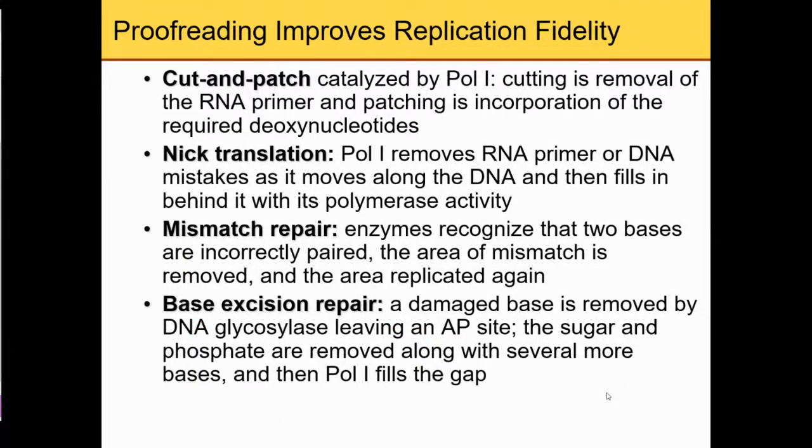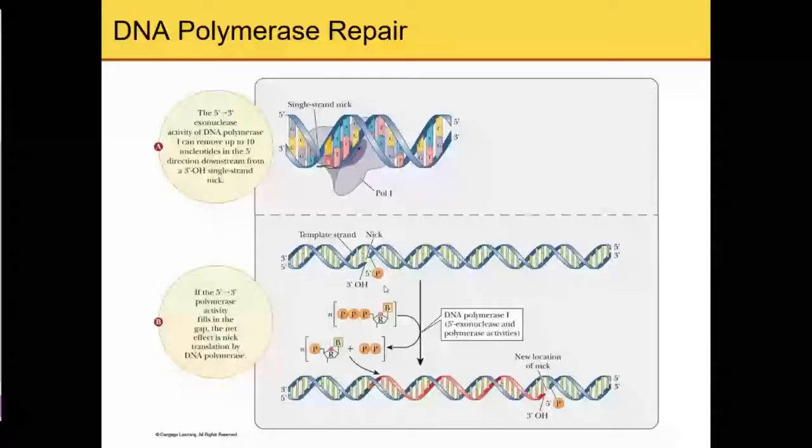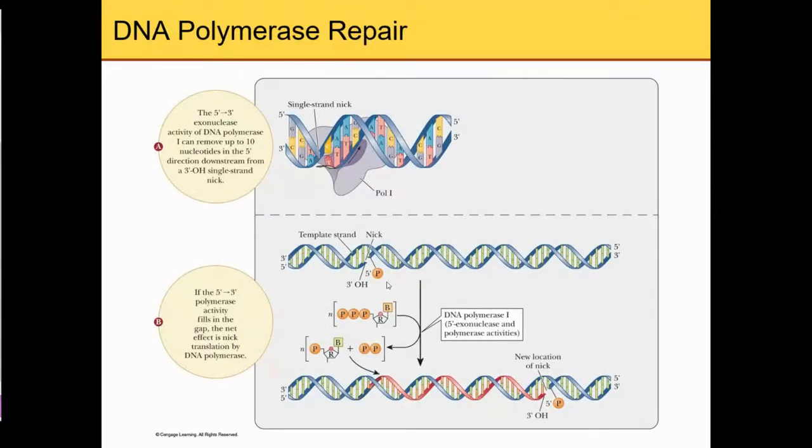So the proofreading basically improves the replication fidelity. The proofreading is normally done by polymerase 1, the cut and patch repair, so they can remove the RNA and also the DNA. And mismatch repair: an enzyme recognizes two bases are incorrectly paired, then the area of mismatch is removed, and then you can replicate that region again. And base excision repair: if you have a damaged base, it can be removed by the DNA glycosylase, leaving the AP site, and then the sugar phosphate is removed along with several more bases, and then polymerase 1 will fill up the gap. So this is the polymerase 1 repair.